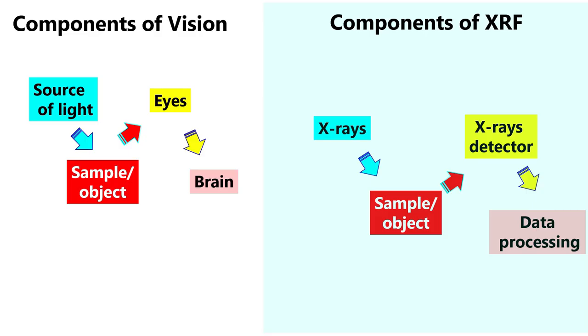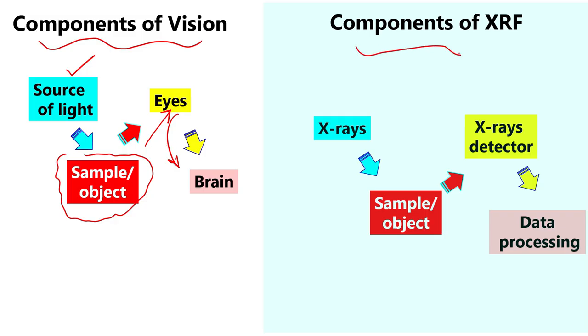XRF basically works just like our eyes. Our eyes make the image, and XRF works similarly. For example, in vision, when you want to see some object, we need four components: the source of light, like visible light; the object, that is the sample; a reflection to our eyes; and then our brain makes the image. So these four things are very important.